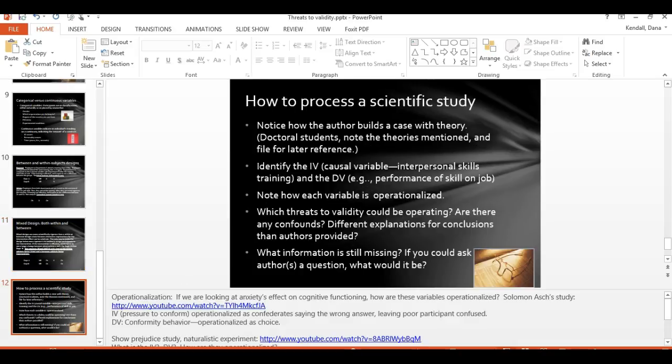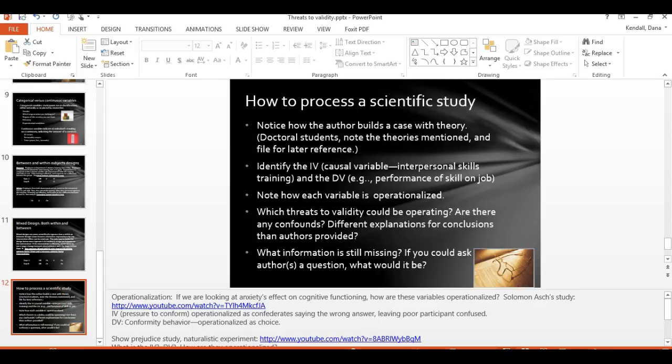Okay, to wrap up, I just wanted to provide a few pointers for how to process a scientific study when you're reading it for this class and future classes. First, take note about how the author builds a case with theory. So in the introduction, typically authors will use compelling logic and theory to make a case for why they expect certain results to happen in their data.